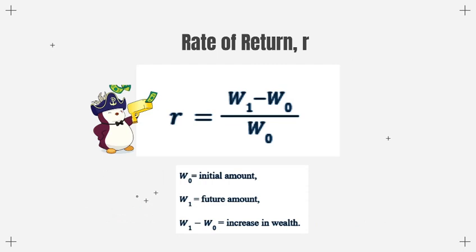The rate of return, R, on an investment is calculated using the formula below, where W0 is the initial amount, W1 is the future amount, and W1 minus W0 is the increase in wealth of an investor.